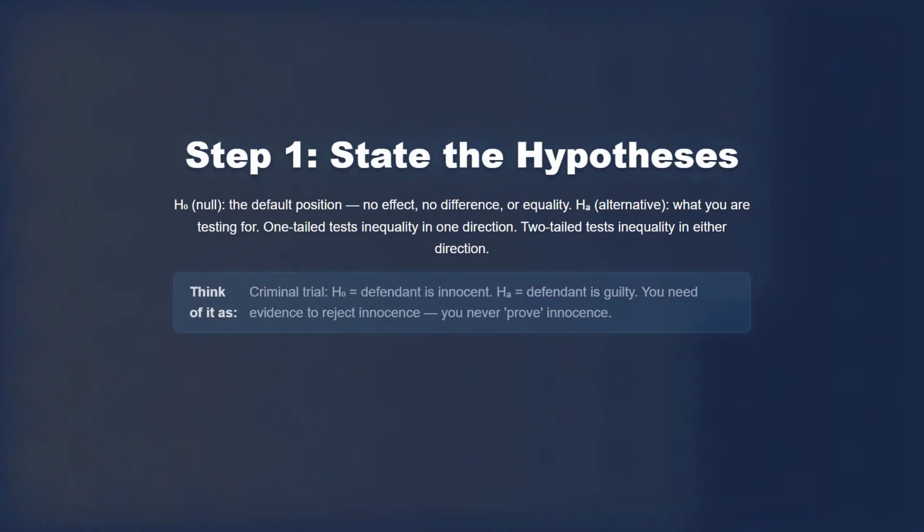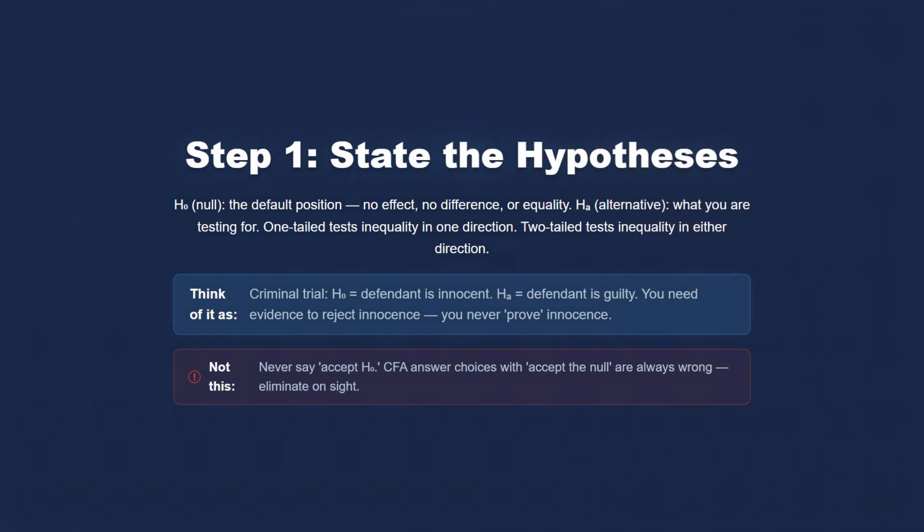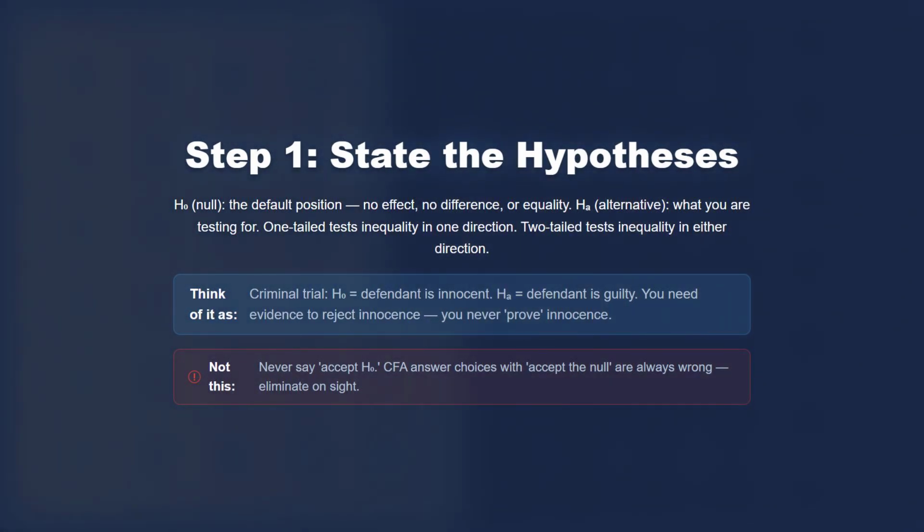Step 1 is where most candidates make their first mistake. The null hypothesis H0 is always the statement of no effect, no difference, or equality. The alternative hypothesis HA is what you are trying to prove. You never test HA directly, you test whether the evidence is strong enough to reject H0.